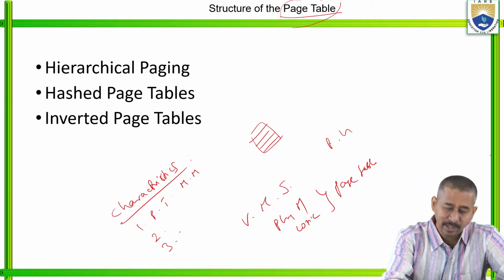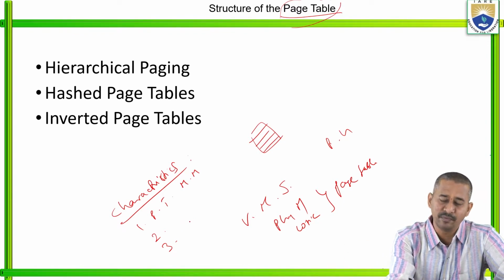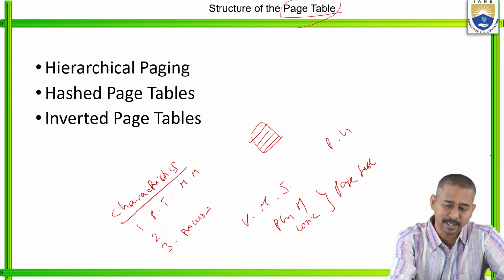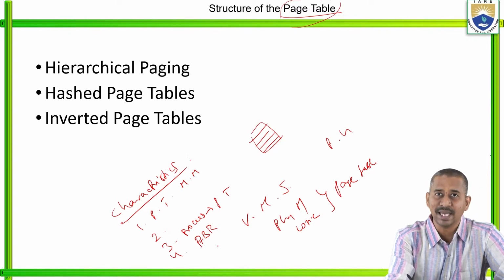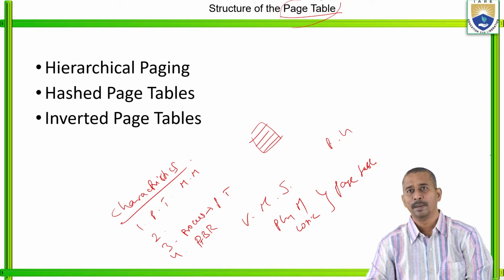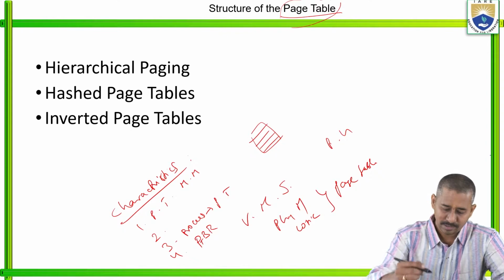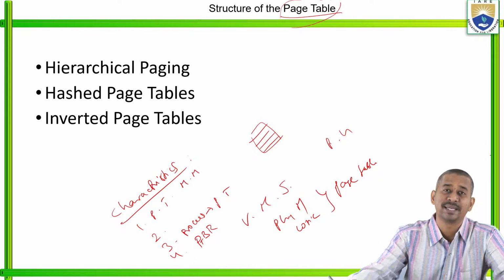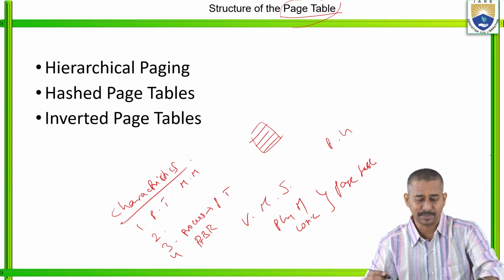Third, each and every process has its own page table. Then the fourth one, the page table base register, PTBR, which holds the base address for the page table.